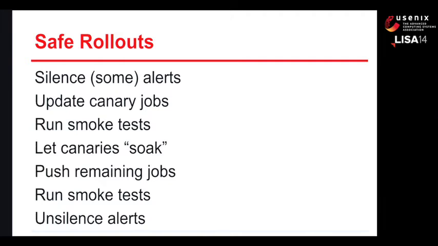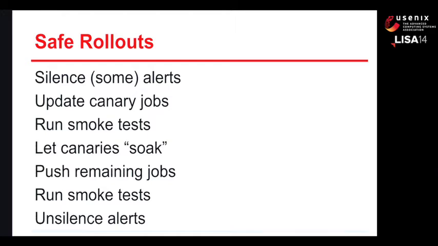Well, the first thing is you silence some of your alerts. It's a useful thing to say, hey, we're running a mismatched version. Some jobs are running this version and some jobs are running the other version, and that's usually a bad thing. But if we're rolling out canaries, we know that's going to happen. So turn off the warning that things are mismatched, and then update the canaries.